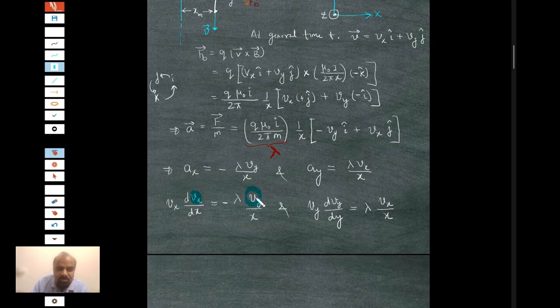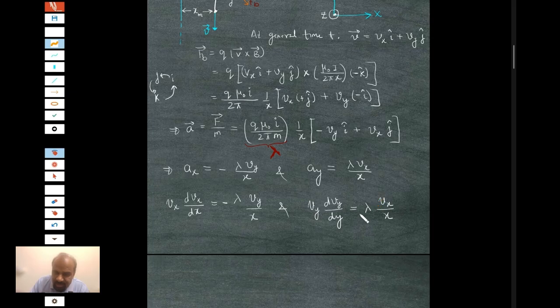Now notice one thing, this is a differential equation in vx, but on this side we have vy. Just imagine how beautiful it would have been if there was vx over here. Then I could have cancelled this, and it would be a pure differential equation in terms of vx and x, but unfortunately that's not the situation. Similarly on this side, this is a differential equation in vy, but unfortunately here we have vx. Again, if here we had vy instead of vx, then we could have cancelled this.